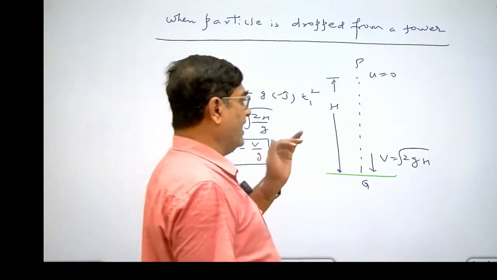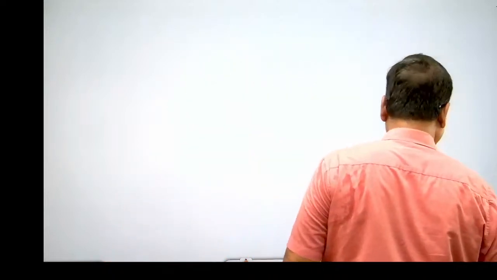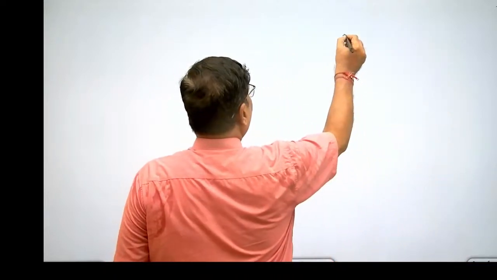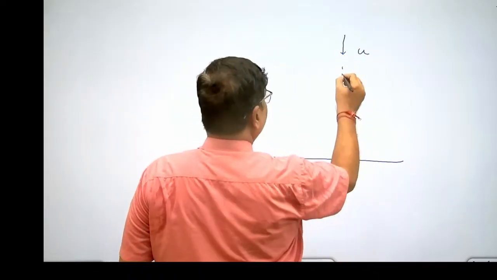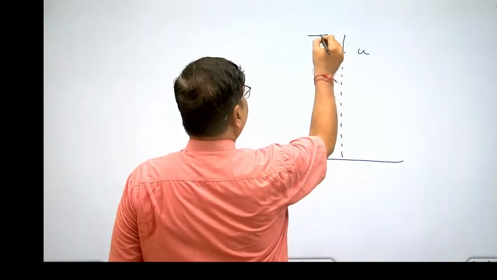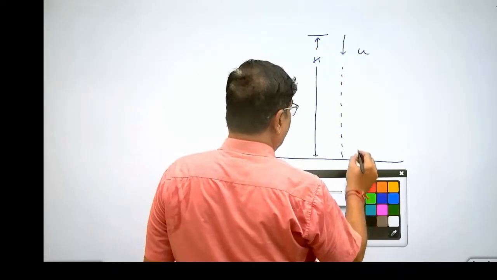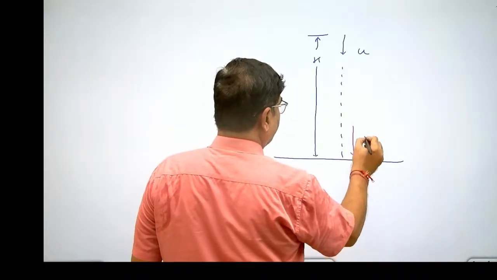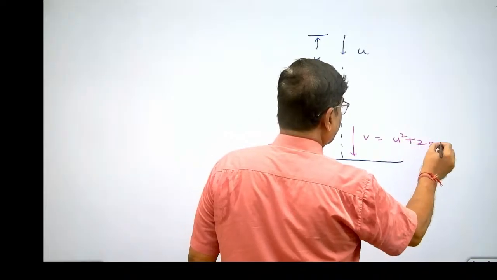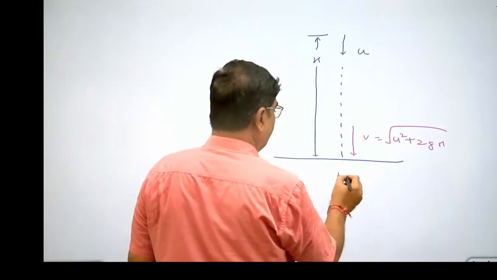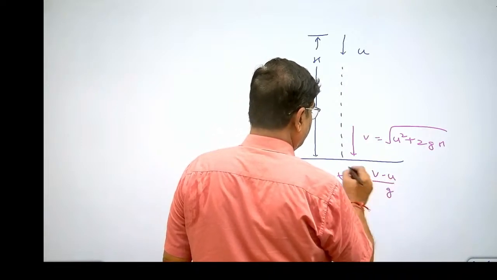Now what happens when the particle is dropped with some velocity downward or upward? When the particle is thrown with some velocity u downward from height h, dear student, directly I am telling you, if v is the velocity just before hitting the ground, this will be under root u square plus 2gh. And the time taken by the particle will be equal to v minus u upon g.